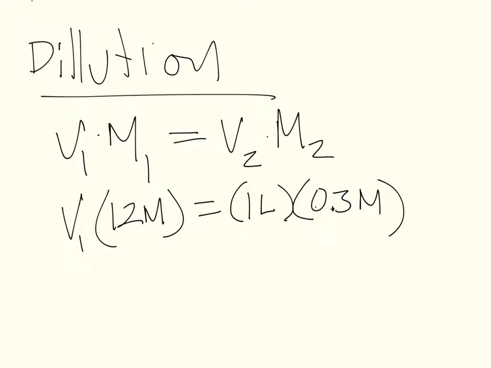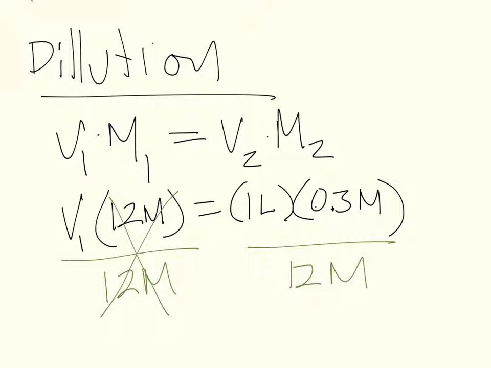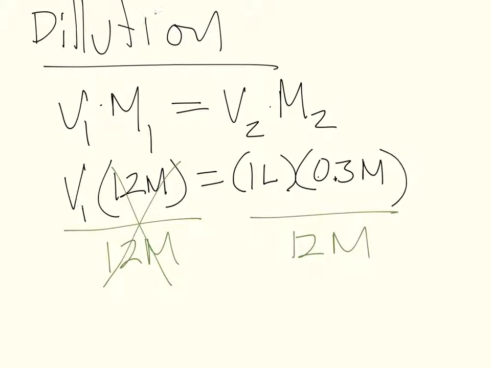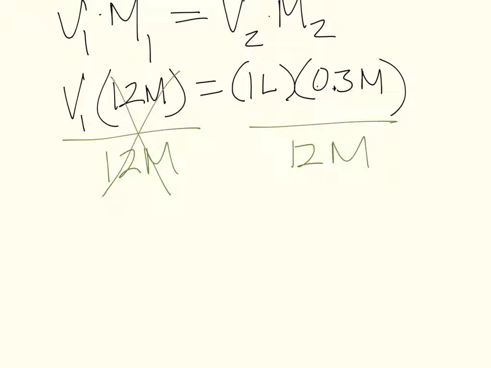So how would I solve for V1 here? Divide by 12 molar on both sides. So the 12 molars cancel out over here. And that's going to give you, well, 1 times 0.3 is just 0.3. So that's going to give you 0.3 divided by 12. What is that? I don't have a calculator up here, so somebody. 0.3 divided by 12. 0.025? What's my unit going to be?